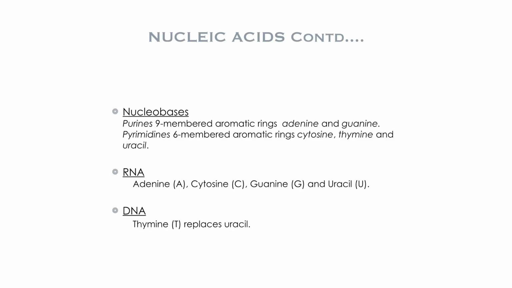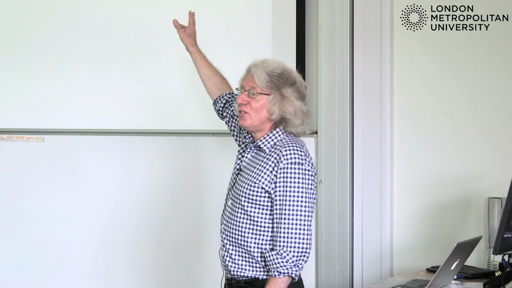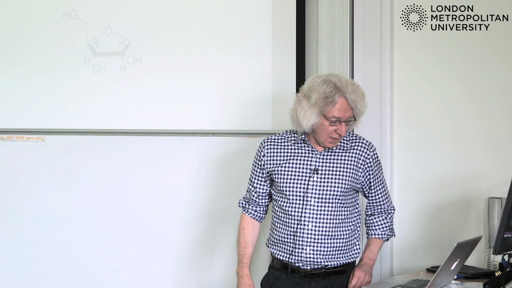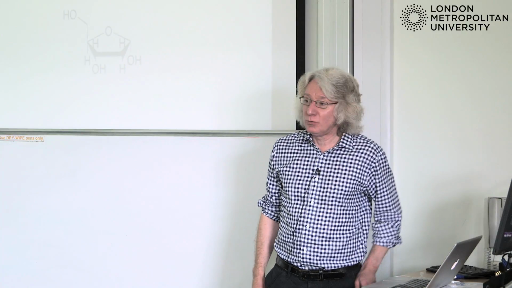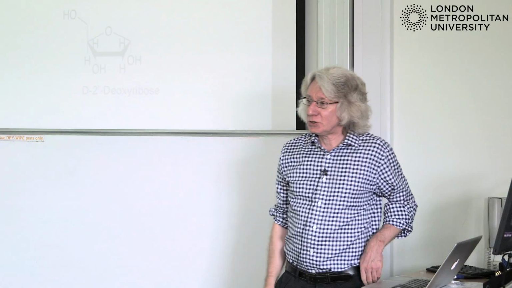So we're going to look at the structures of these components. Next slide. And there they are: adenine, guanine, cytosine, uracil, and thymine. Thymine is like a 5-methyl uracil. And these are the two sugars: D-ribose and 2' deoxyribose. As you can see, this lacks an OH group in the 2' position.